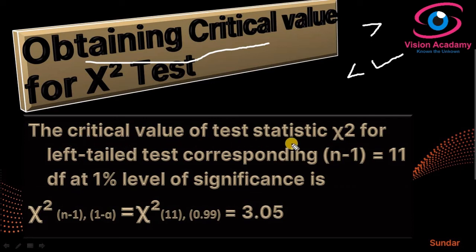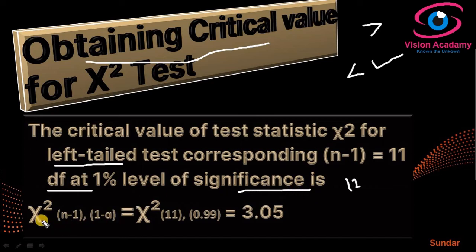The critical value of the test statistic x square for a left tailed test corresponds to n minus 1. As I told you, n is 12, the number of samples we have obtained. 12 minus 1 equals 11, where 11 is the degree of freedom at 1% level of significance. So what is that critical value then?